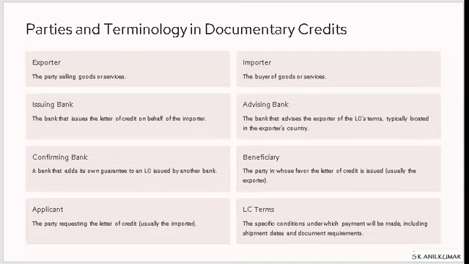The beneficiary or exporter is a party in whose favor the letter of credit is issued. Applicant or buyer is the party who requests the issuance of a letter of credit from a bank. And LC terms are the specific terms and conditions under which payment will be made, and it includes the maximum amount, the currency, the date by which shipment has to be made, the date by which documents have to be submitted, when the LC will expire, etc.